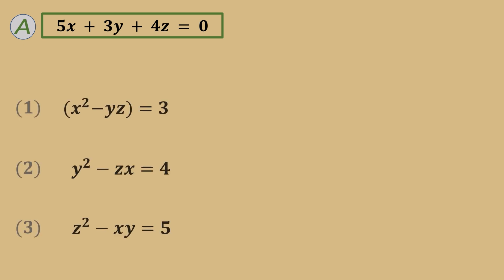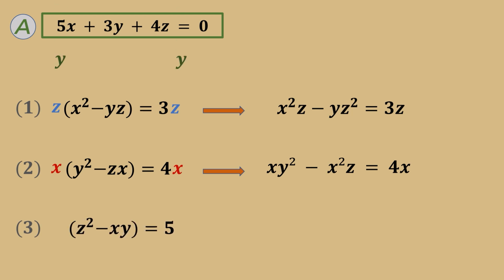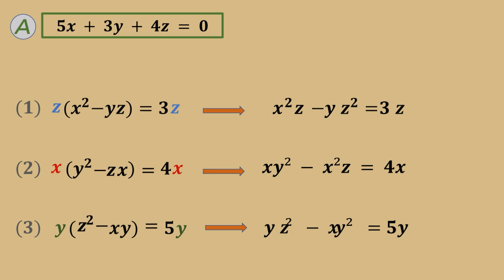We now repeat the same technique but rotate the multipliers. Multiply the first original equation by z. This gives x squared times z minus y times z squared equals 3 times z. Multiply the second original equation by x. This gives x times y squared minus x squared times z equals 4 times x. Multiply the third original equation by y. This gives y times z squared minus x times y squared equals 5 times y.